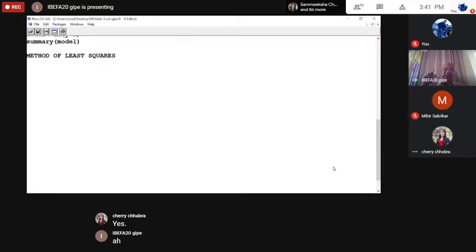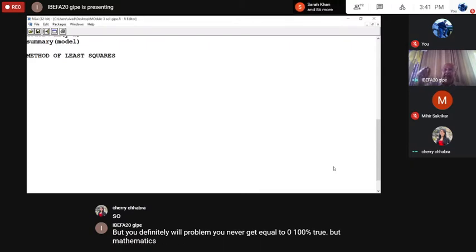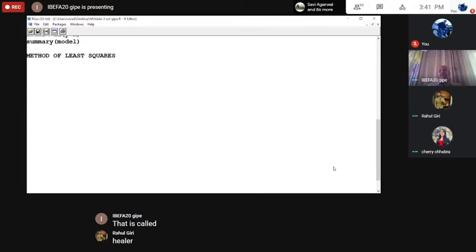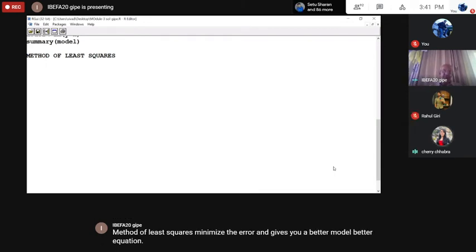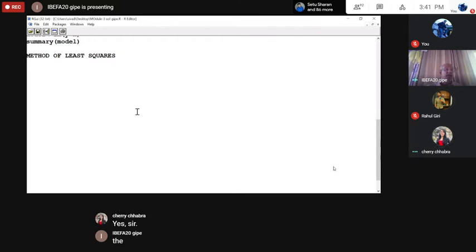So definitely in a real problem, you never get E equal to 0. 100% true. But mathematics says minimize the error to search a model. That is called the method of least squares. Method of least squares minimizes the error and gives you a better model, better equation. Is that clear now? Yes, sir.